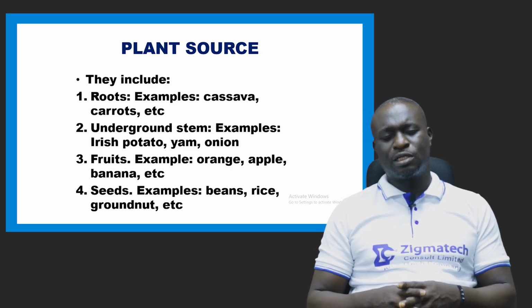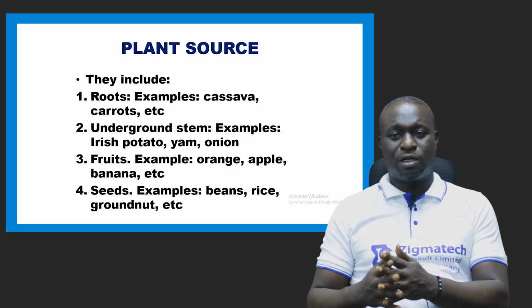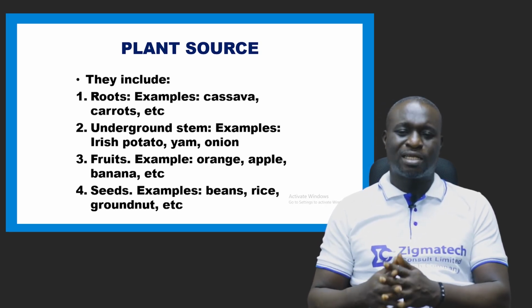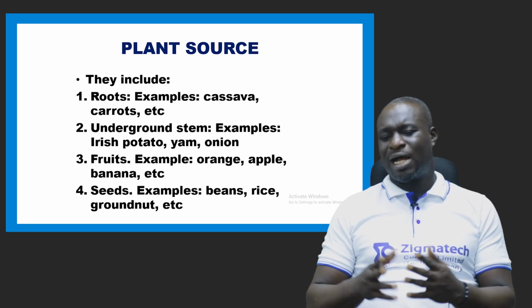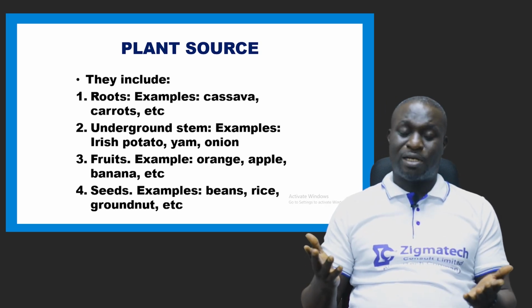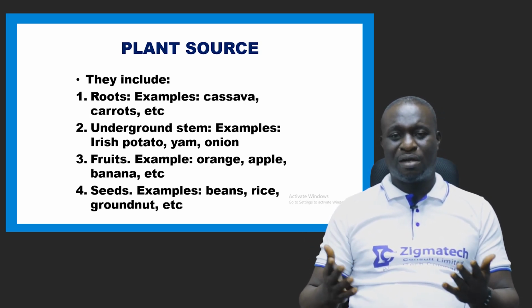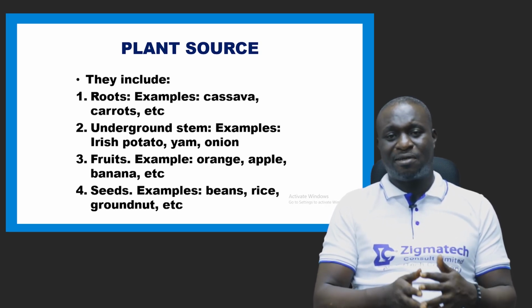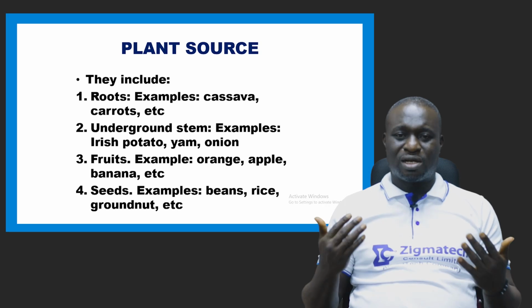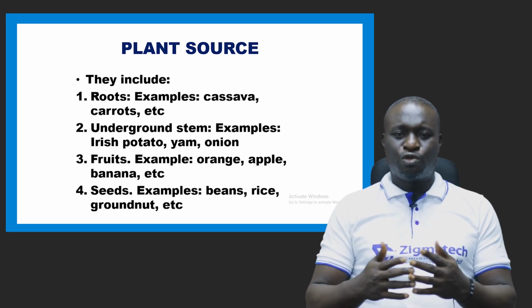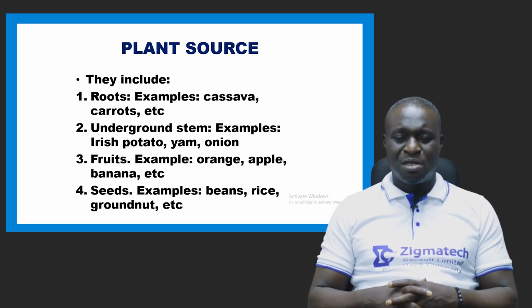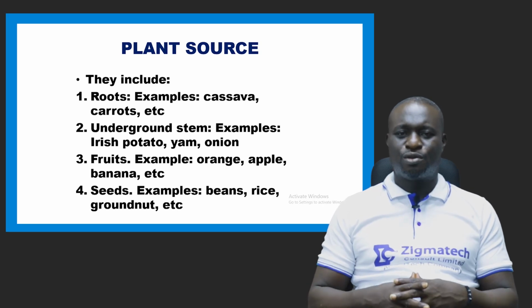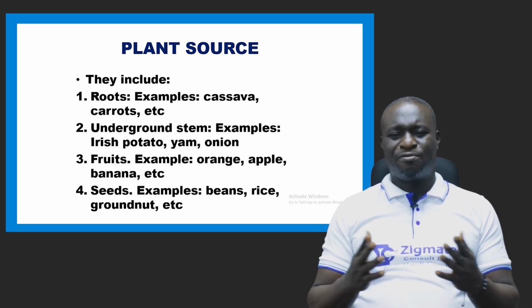Examples of food you can get from the roots of plants include cassava, carrots, and to an extent, you can say yam and so on. But we can also classify yam and cassava as underground stem. All right. Number two, which is underground stem. We have the Irish potatoes, we have the yam, we have the onions.